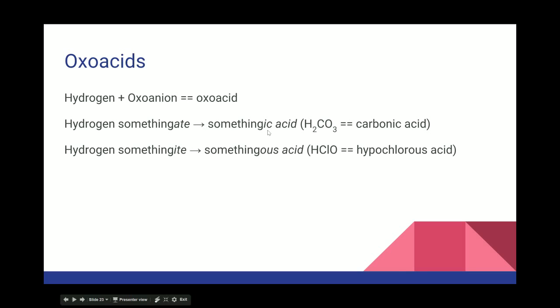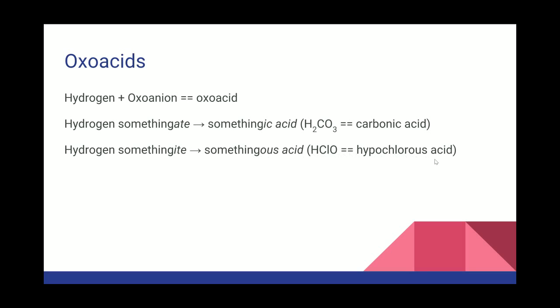If it ends in ATE, then it ends in IC. So H2CO3, hydrogen carbonate, becomes carbonic acid. That's what they put in soda. But it's also what's responsible for our oceans becoming more acidic as we pump more CO2 into the air, because H2O and CO2 make carbonic acid. If it ends in ITE, then it becomes an OUS acid. So hydrogen hypochlorite becomes hypochlorous acid.